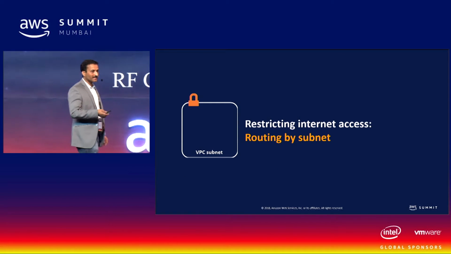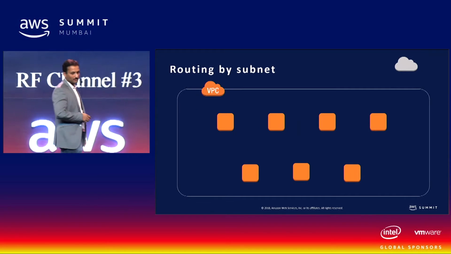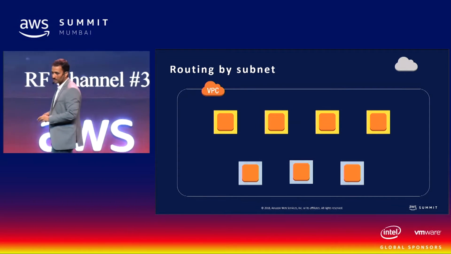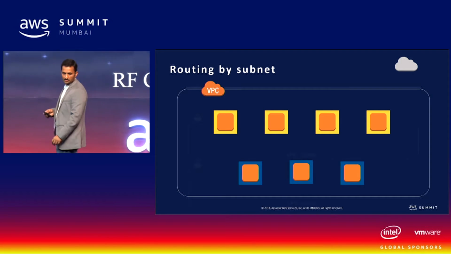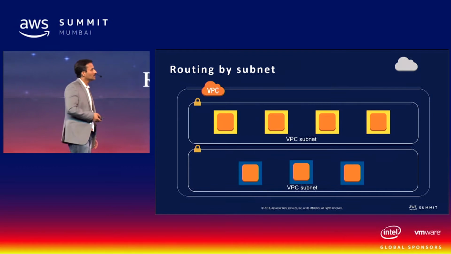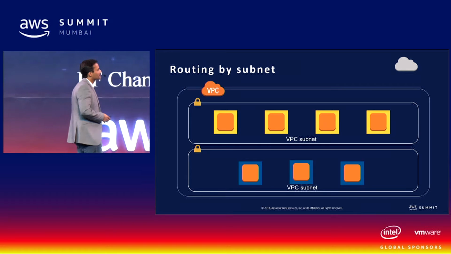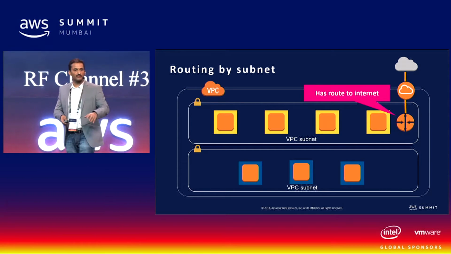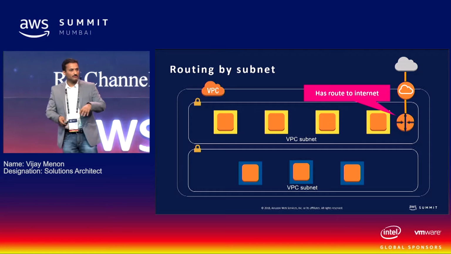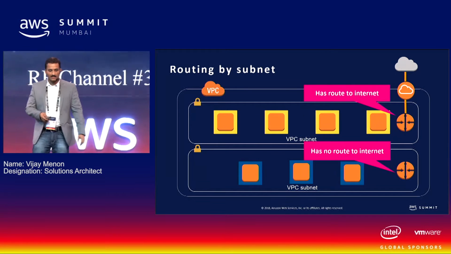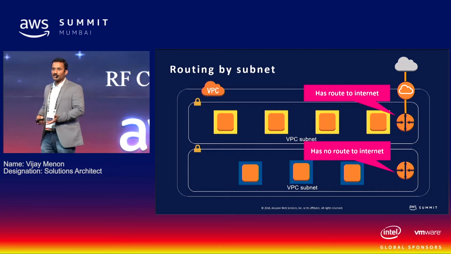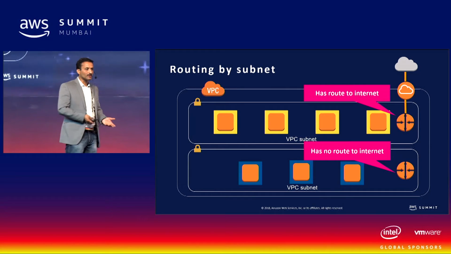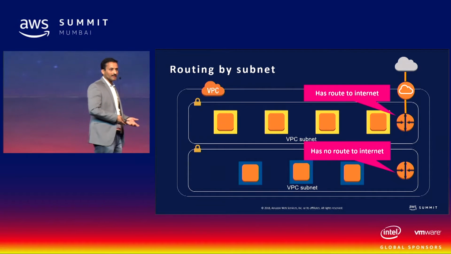So restricting access to internet, right? As I said, when you have route tables, you can attach route tables to individual subnets. So in the previous example where we had yellow web servers and blue application servers, you can say that the web servers require access to internet. So I will modify the route table of the web server to allow connectivity to internet, whereas the application servers do not require direct connectivity to internet. So I won't put a routing statement in there which would let it connect to internet, right?